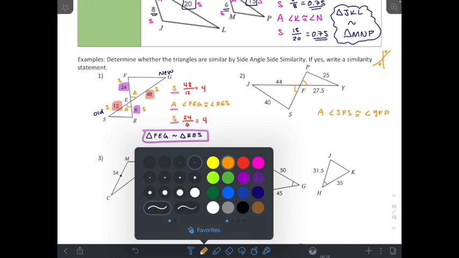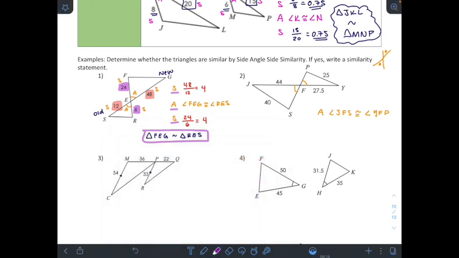Then I need to go through and compare sides. So let's highlight some things. It looks to me like the smaller sides on both of these triangles are on the outside. So 40 and 25, those are the smaller sides on each triangle. And then I can do the same thing with the larger sides, just like we did the previous day when we were comparing all the sides with side, side, side.